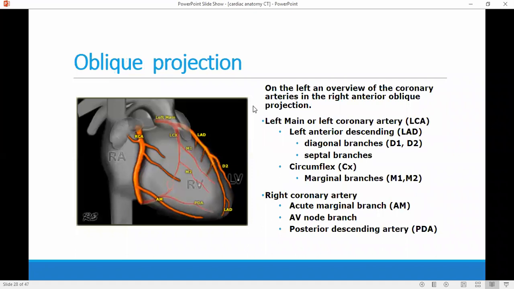Oblique projection on the left, an overview of the coronary arteries in the right anterior oblique projection. In the oblique projection, we will see the left main or left coronary artery, left anterior descending, diagonal branches, septal branches, circumflex with its marginal branches. And we will see the right coronary artery with acute marginal, AV nodal, posterior descending artery.